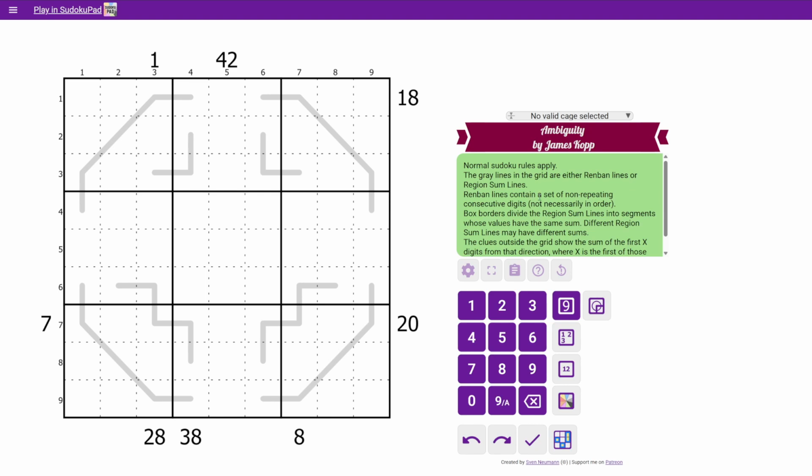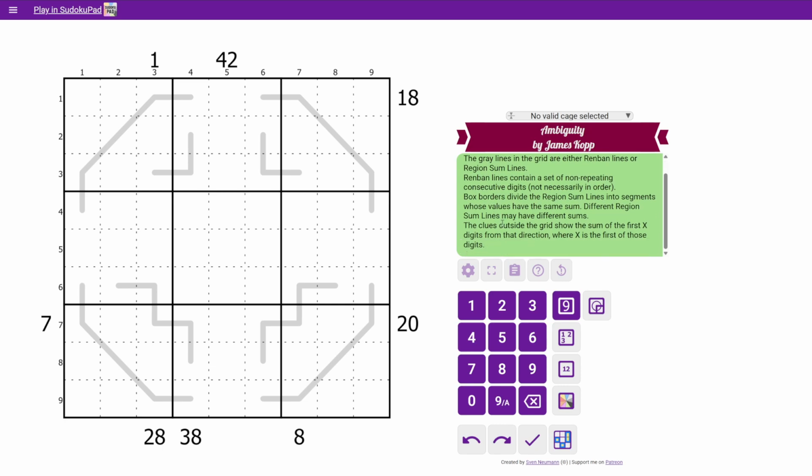Okay. Rinban lines are a set of non-repeating consecutive digits in any order. Box borders divide the region sum lines into segments. These values have the same sum, so this cell would be the total of these three cells. These two cells would be the same.